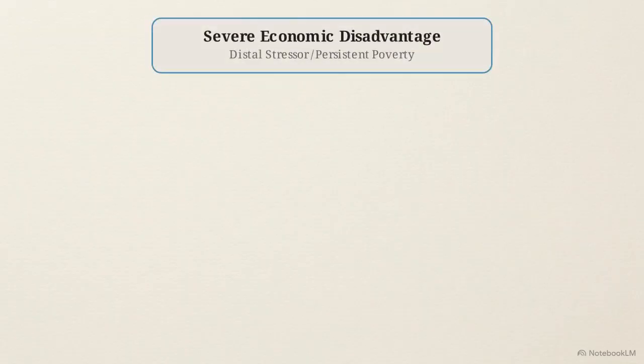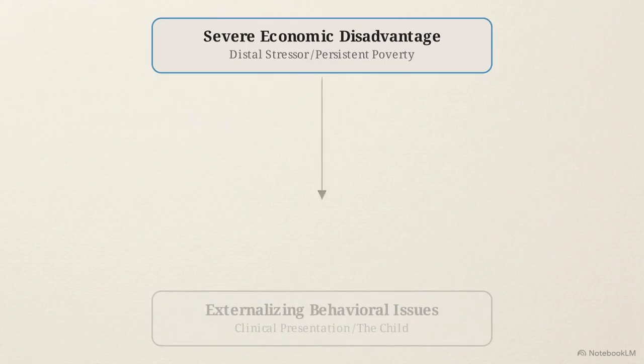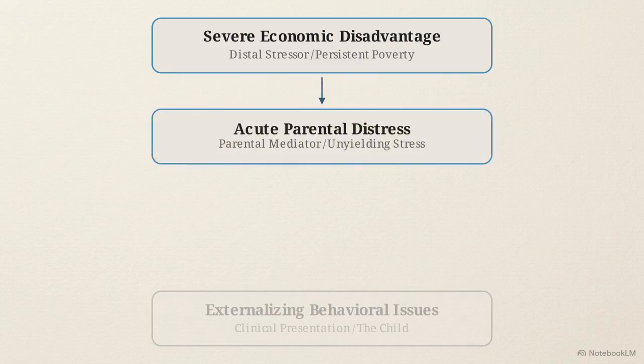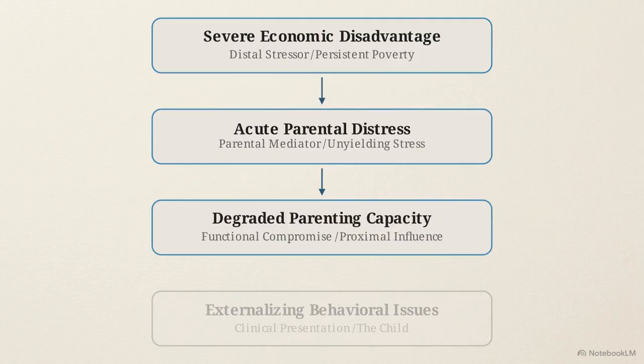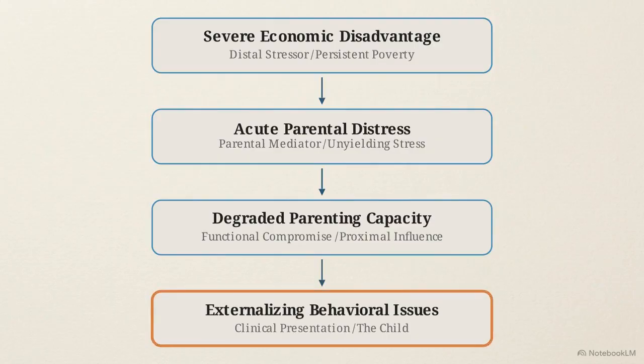This flow diagram maps a mediating pathway, allowing us to trace how macro-level factors like severe economic disadvantage actually reach the child. Persistent poverty rarely acts directly on a young child's psychology. Instead, it imposes severe, unyielding stress on the parents. That acute parental distress degrades baseline parenting capacity. It strips away patience and responsiveness, leading to compromised practices like harsh or inconsistent discipline, which in turn triggers externalizing behavioral issues in the child.